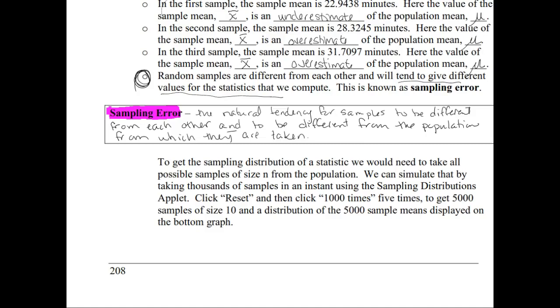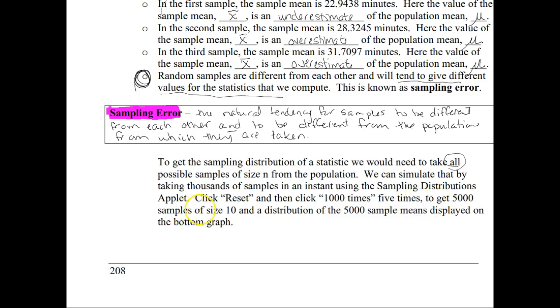So now to get the sampling distribution of a statistic, we would need to take all possible samples of size little n from the population. That sounds good in theory. In practice, we can't actually do that. There's billions and billions of possible samples from a given population. But we can simulate that by taking thousands of samples in an instant using the sampling distributions applet.